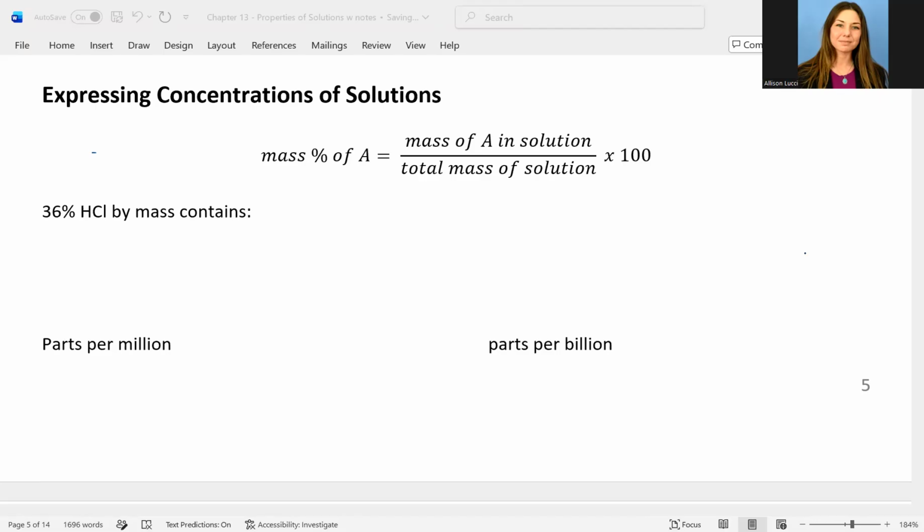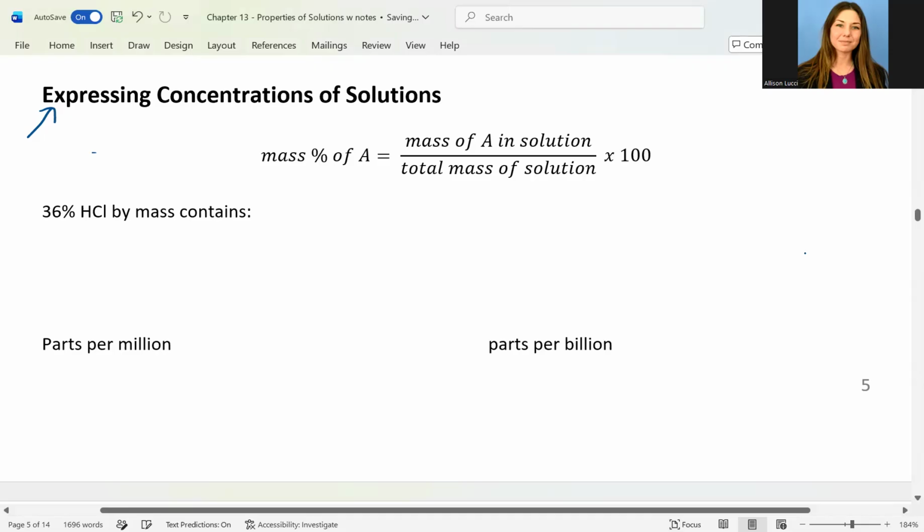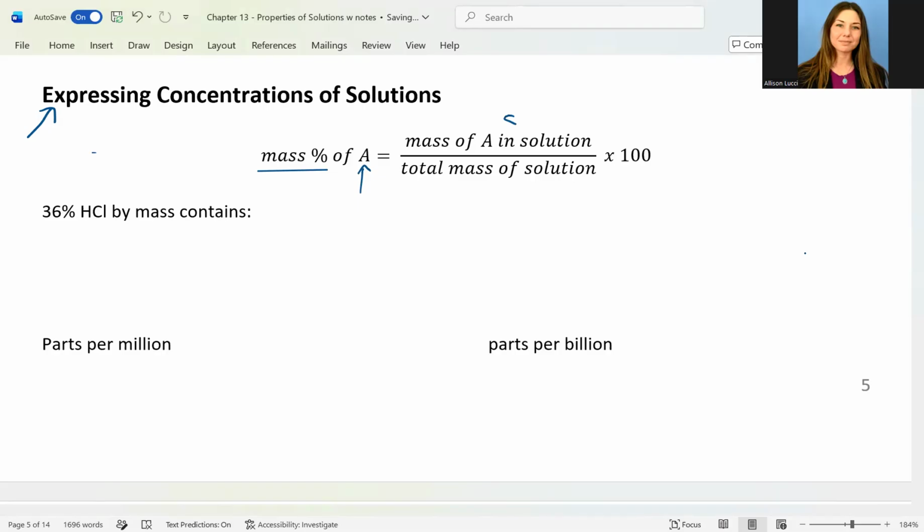Now we're going to look at how we can express our concentrations of solutions using different units. So first we see this unit of mass percent. Whatever our analyte, whatever A is here, we can take the mass of that in the solution. So this will be the mass of my solute, in grams, say, divided by the total mass of solution, again in the same unit of grams. If I divide one by the other, then multiply by 100, I can obtain the mass percent of whatever that solute is, that A is.